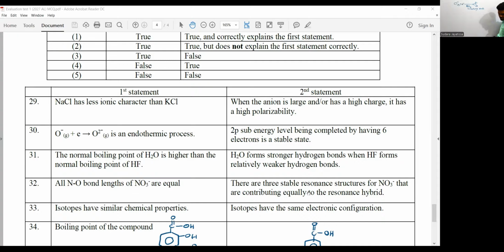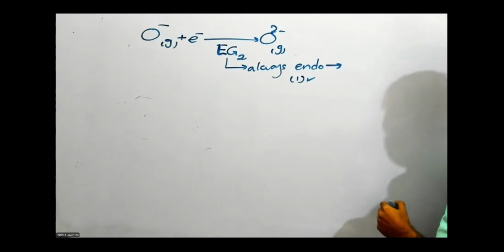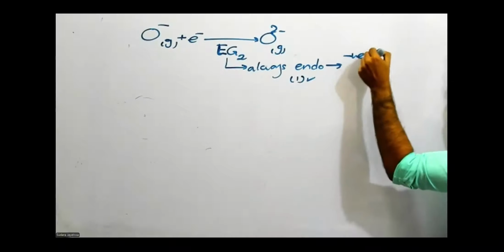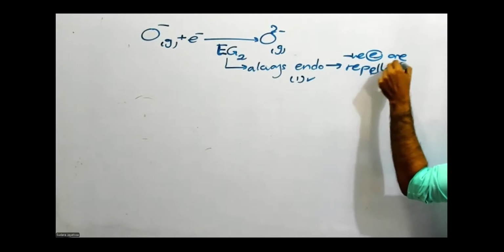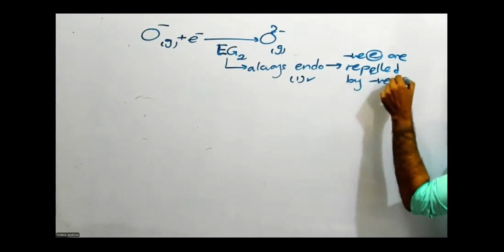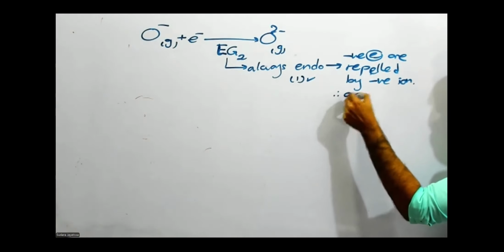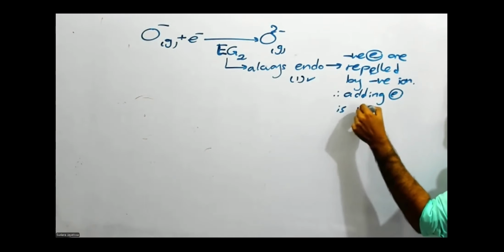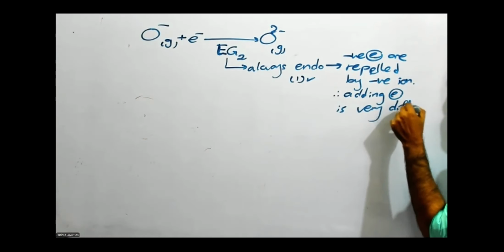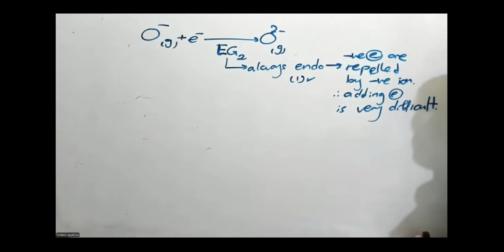Let's say the reason. It's an endothermic process, so the first statement is correct. Why is it happening? Because a negative ion always repels negative electrons. That's why adding an electron is very difficult. Understood? That's why it has a higher endothermic value.